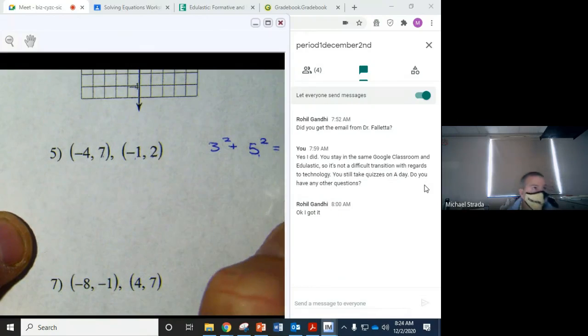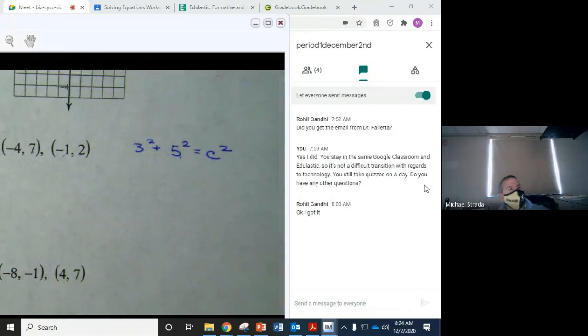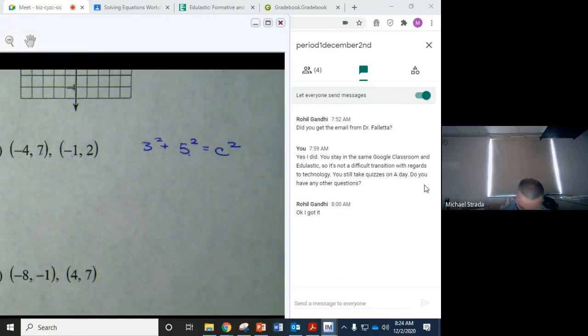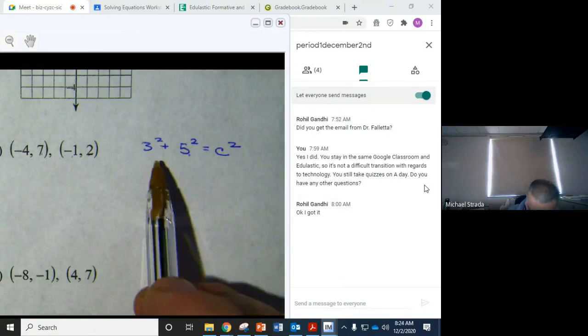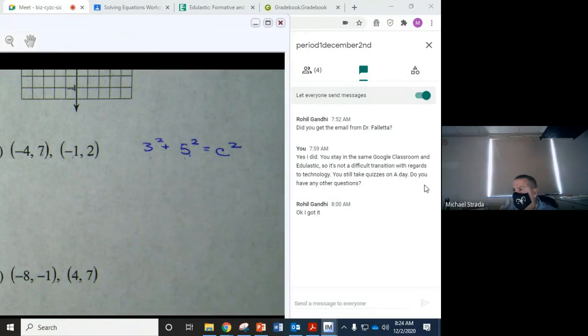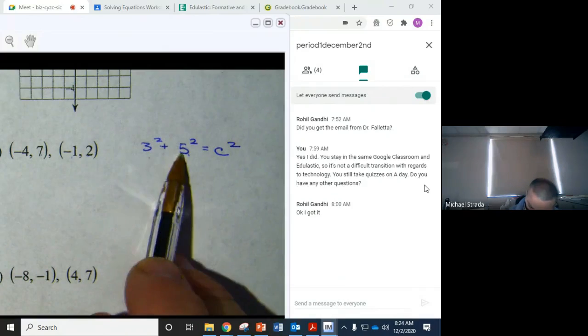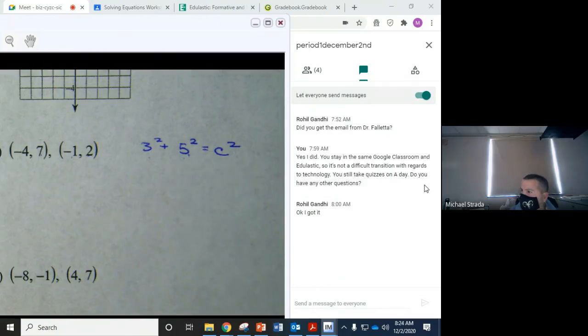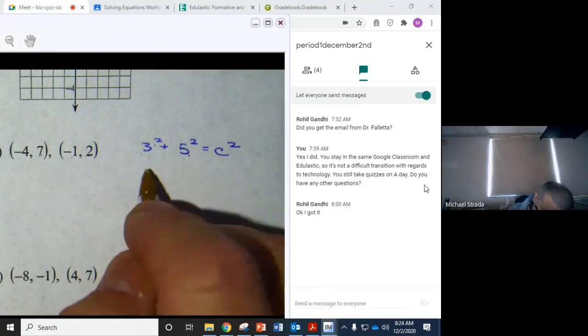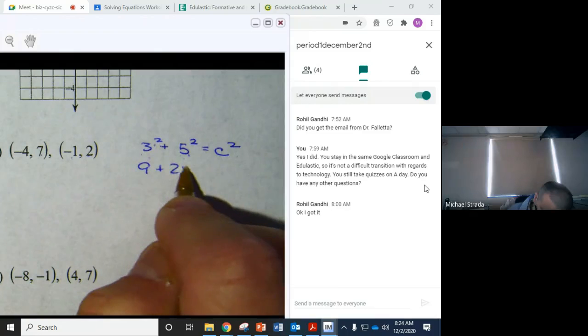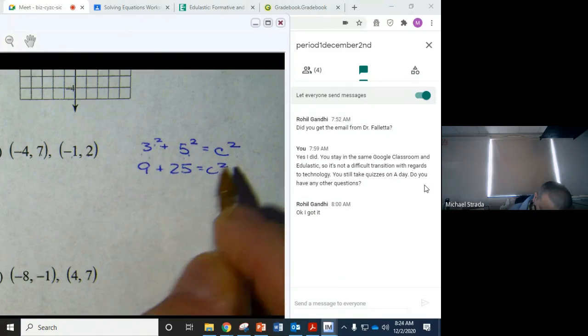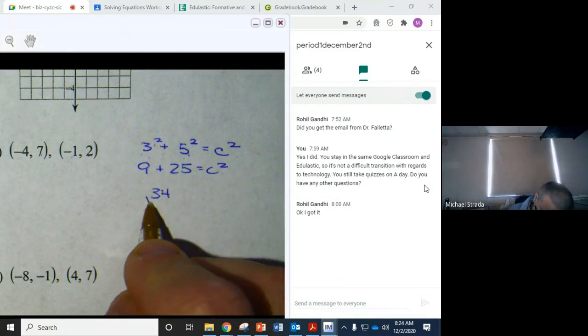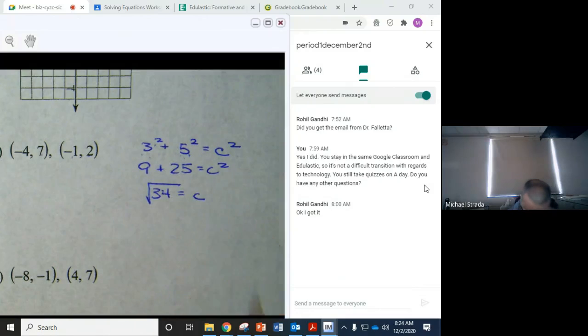I bring this problem up because it balances out triples. Even though 3 and 5 are parts of a triple, they're not in the correct location, because to use the 3, 4, 5 triple, 5 would have to be the hypotenuse. So now I have to use regular Pythagorean theorem. 3 squared is 9. 5 squared is 25. 9 plus 25 is 34. So my distance is the square root of 34.